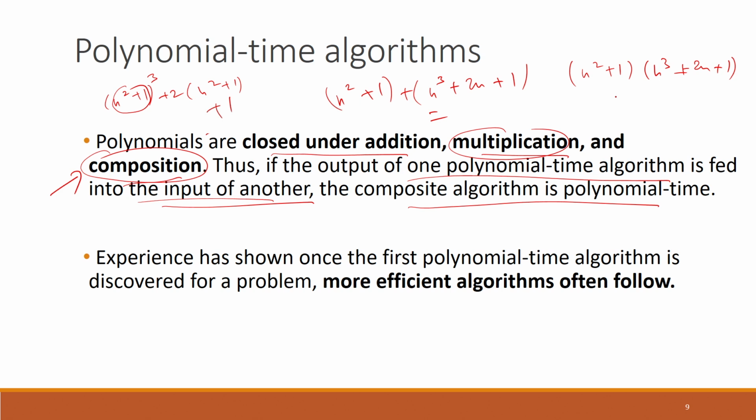experience has shown that once the first polynomial time algorithm for a problem is discovered, more efficient algorithms follow. Now, to give you an example, let us go back slightly into the history. So, for linear programming, or LP in short, there was this algorithm called simplex algorithm that was discovered a long time back, around 1950s or something like that, and that was very efficient for almost all the examples of linear programs that we had. It used the property that the optimal solution of a linear program lies at one of the extreme points or the corner points.